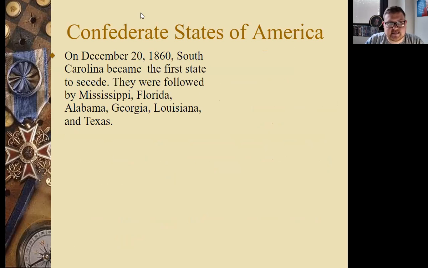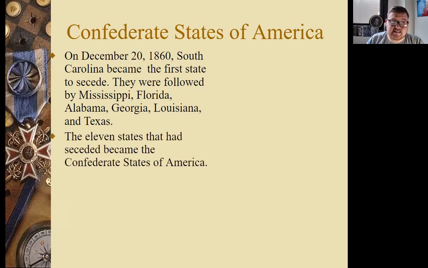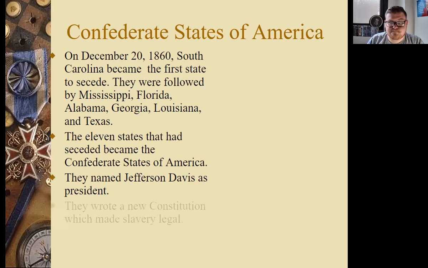On December 20th, 1860, South Carolina became the first state to leave the Union. They were followed by Mississippi, Florida, Alabama, Georgia, Louisiana, and Texas. The 11 states that had seceded became the Confederate States of America, or the Confederacy. They named Jefferson Davis of Mississippi as president. Jefferson Davis had served as senator and secretary of war under President Franklin Pierce. They wrote a new constitution, which included an amendment to make slavery legal and unabolishable.